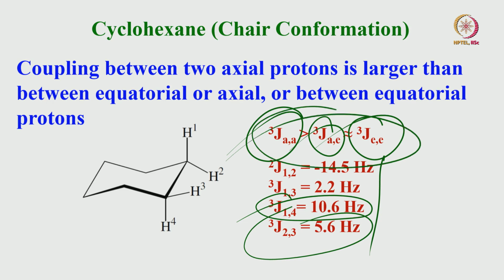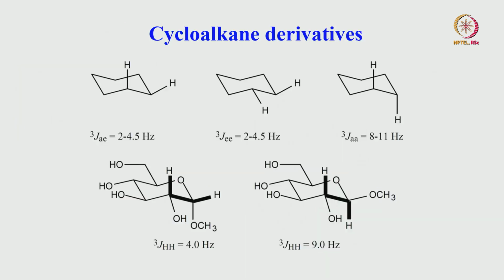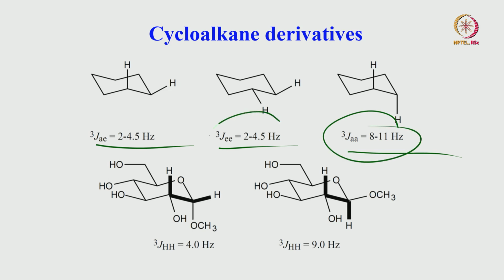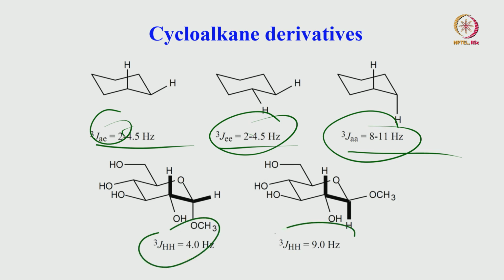By and large, axial coupling between two protons which are axial to each other is larger than axial and equatorial, which is larger than equatorial and equatorial protons. Go to cyclohexane derivatives, coupling can be like this, axial-equatorial, equatorial and axial. Again remember, axial is larger than axial-equatorial, and then it comes to this. But in this case both appear to be similar, but of course as I told you, these are all guidelines. In this case 3J HH is 4 hertz, in this 3J HH is 9 hertz. Usually 3 bond coupling is quite small, we say 1 bond coupling is larger than 2 bond and then 3 bond.